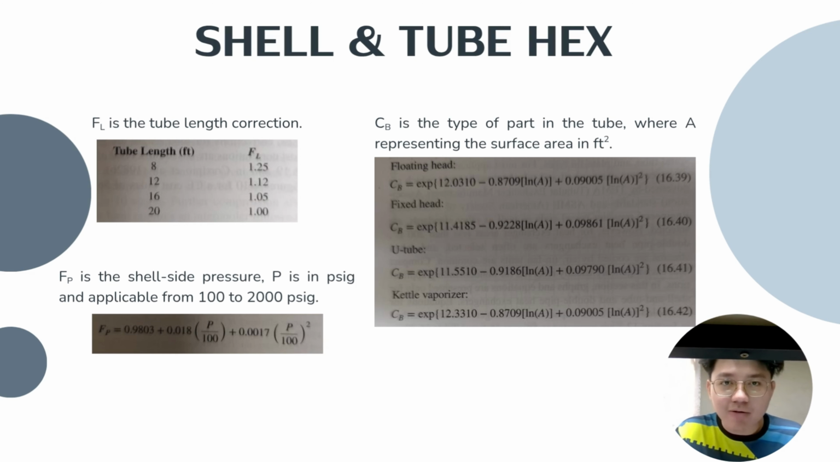CB is the base cost for the type of exchanger, where A represents the surface area in feet squared. The textbook gives 4 different types, which are floating head, fixed head, U-tube, and kettle vaporizer.